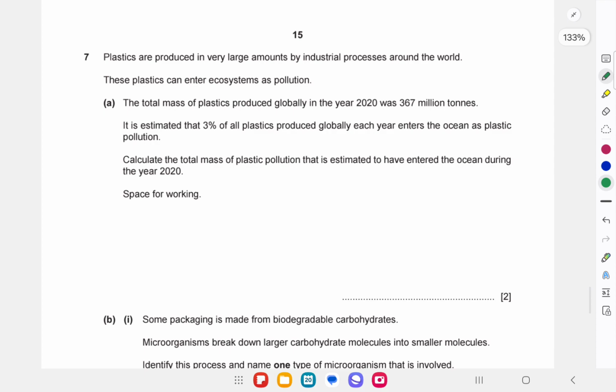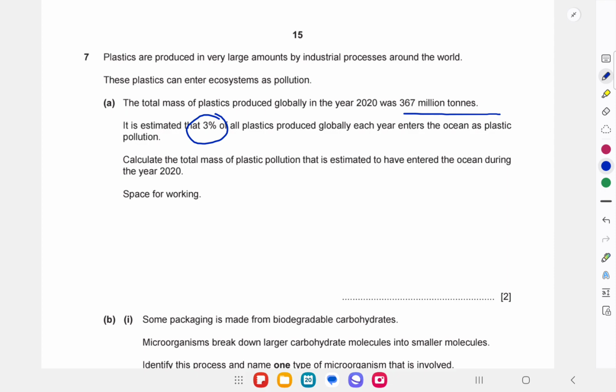Plastics are produced in very large amounts by the industrial processes around the world. These plastics can enter the ecosystem as pollution. The total mass of plastics produced globally in the year 2020 was 367 million tons. It is estimated that 3% of all plastics produced globally each year enters the ocean as plastic pollution. Calculate the total mass of plastic pollution that is estimated to have entered the ocean during the year 2020.